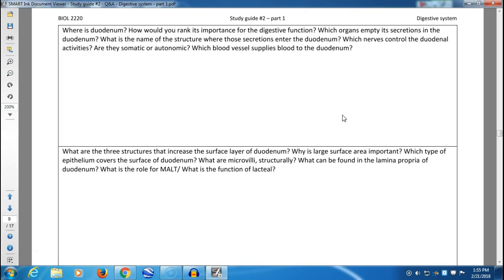Where the secretions of pancreas and liver enter the duodenum, what's the name? Hepatopancreatic ampulla. Remember? Hepatopancreatic ampulla.